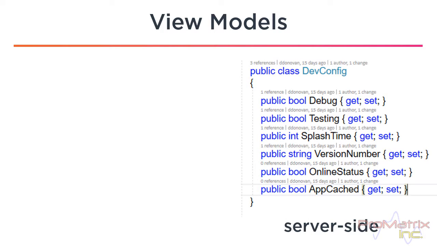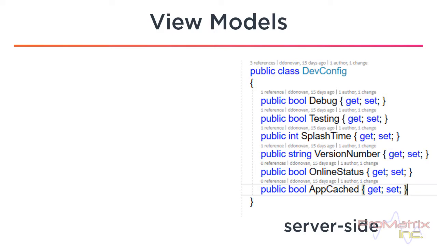The DevConfig class has 6 parameters. The debug parameter will indicate to the client whether we are in debug mode or release mode. The testing parameter is a software switch to facilitate testing. More on that later. The splash time parameter is used for timing the splash view.